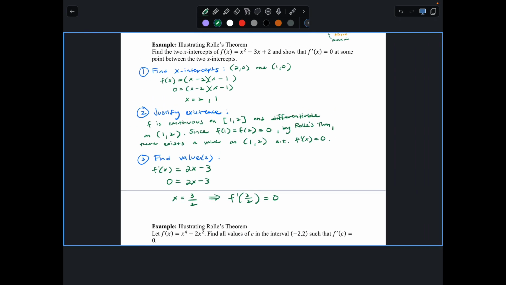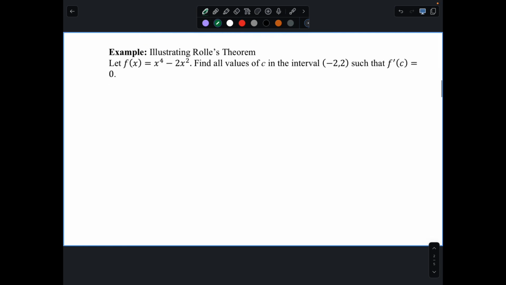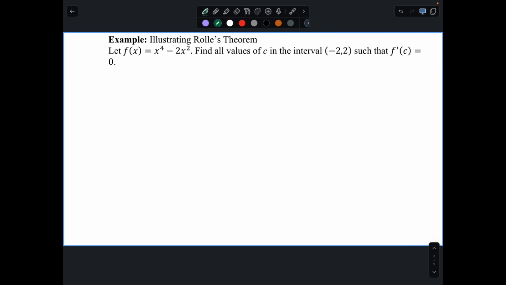Okay. So let's do one more together. I'm going to have you guys do the mean value ones in groups, just so you get a little bit more experience, because it's a very similar process when we talk mean value theorem as it is with Rolle's, and it kind of rolls into mean value theorem.